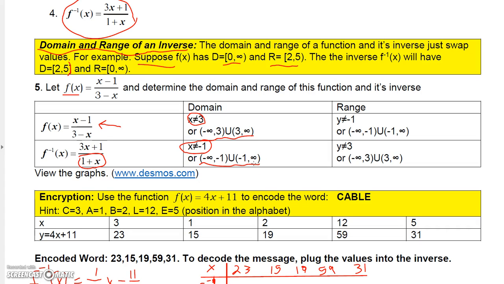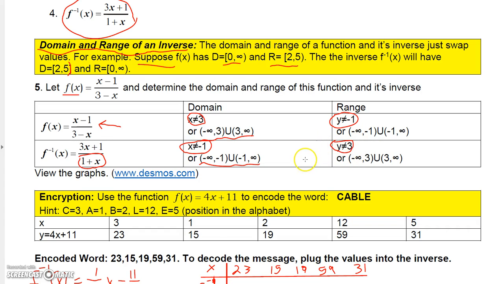Now, since the domain and range of a function and its inverse just swap places, all I have to do to find the range of f is look at the domain of the inverse. Since x can't be negative 1 in the domain, the range of f must be that y cannot be negative 1. And if I want to find the range of this inverse, just look at the domain of the original function. The domain of the original function says x cannot be 3, so the range of its inverse must be that y cannot be 3. And of course you can also write the interval notations for that.